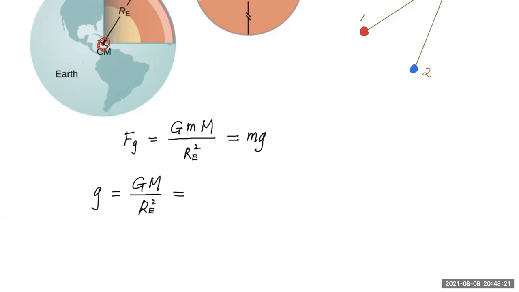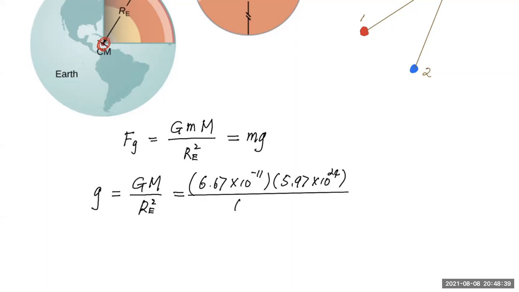Well, we can do that. We know what G is. G is 6.67 times 10 to the negative 11 in SI units, and then times the mass of the Earth, 5.97 times 10 to the positive 24, and you divide this by the radius of the Earth squared. So that is 6.4 times 10 to the power 6 squared. You can easily do the math, and you'll find the answer to be 9.8 meters per second squared. So it reproduces the correct value of the acceleration of gravity near the surface of the Earth.